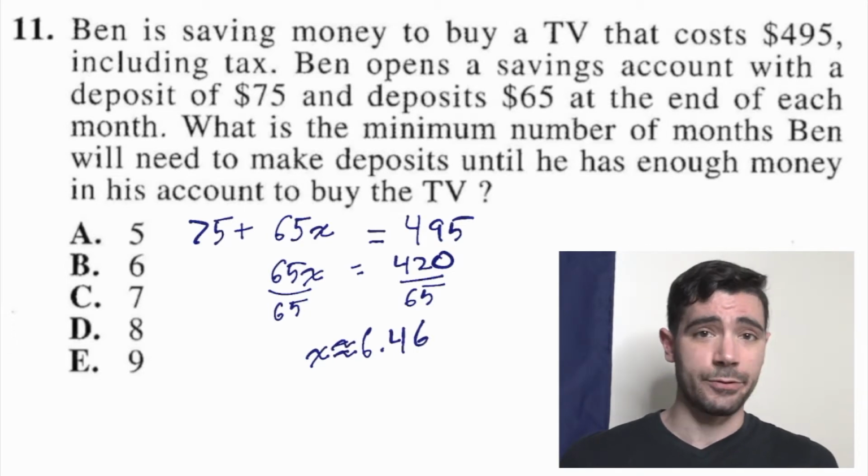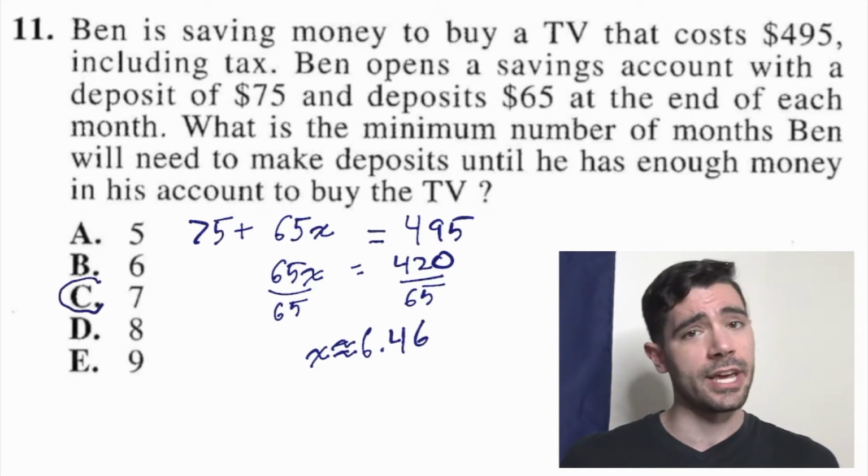Well, not at all. After 6 months, will Ben have saved enough money? No, he still needs 0.46 more months, but he deposits at the end of the month, so he needs a full 7 months to reach the full amount. All right, cool. So the answer is C, 7.